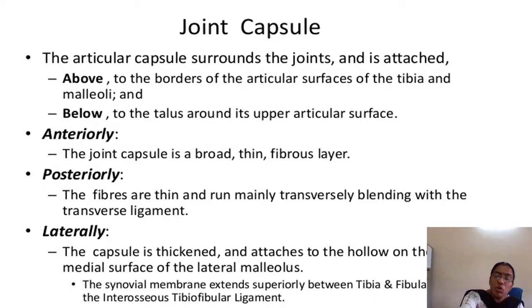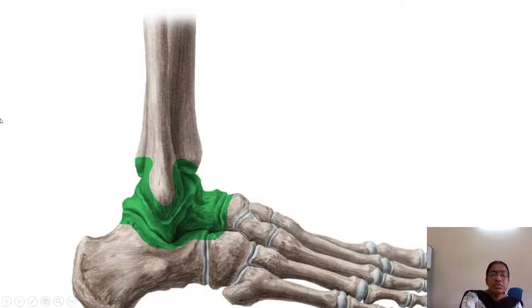So when you see the joint attachment, you have to tell about the fibrous capsule attachment, the attachment above and below. Above, it is attached to the peripheral margins. The fibrous capsule is attached to the tibia and fibula along with the malleoli. That is the attachment above. Below, it is attached to the talus, to the body of the talus. That is the attachment below.